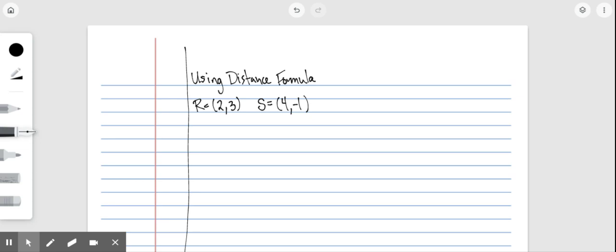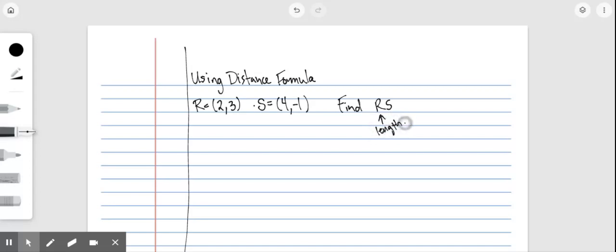Right, so we're going to do an example where we're actually using the distance formula. I have 2 points. R is (2, 3), and S is (4, -1), and we want to find the length of RS, which means we need to use the distance formula. Notice I didn't put a bar over the top of RS, which means I'm looking for length.